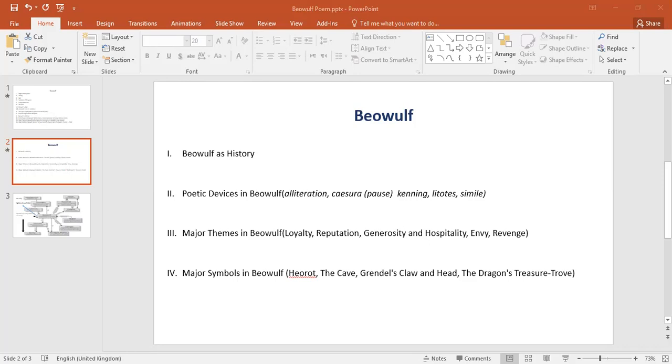These are the different examples in this poem, but you have to remember two characters for generosity and hospitality, and that is King Hrothgar and his wife Wealhtheow. They are the most generous and hospitable people in this poem.